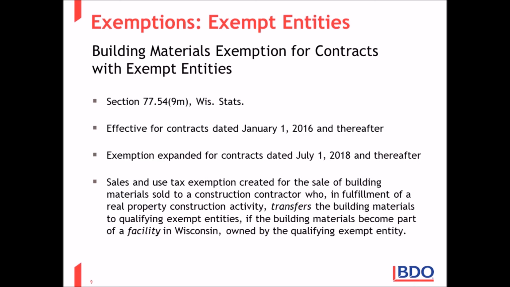The last bullet point on the slide here is the overall summary of the exemption. So we'll just run through that. It is a sales and use tax exemption for building materials that are sold to a construction contractor who's performing a real property construction activity and transfers those building materials to a qualifying exempt entity, and the building materials become part of what's called a facility, that's a defined term, that is owned by the exempt entity. So there's a lot of factors there, and we'll go through those.